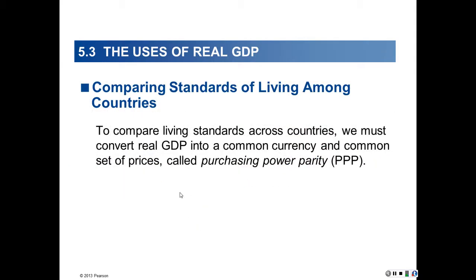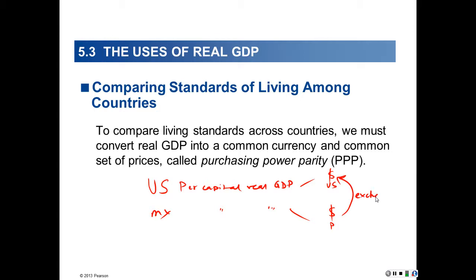Now, comparing standards of living among countries. Now, what did I say we do here? We have US per capita real GDP, and we have Mexico's per capita real GDP. This, of course, is measured in US dollars, and this is measured in Mexican pesos. Right, so how do we compare them? Now, the traditional thing to do is to use an exchange rate. So we use the prevailing exchange rate to convert the peso into dollars.